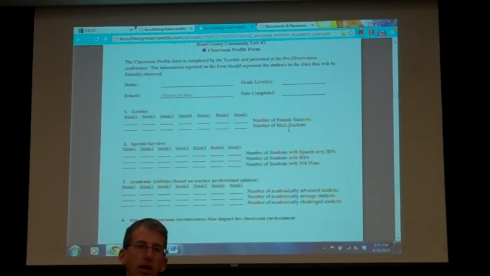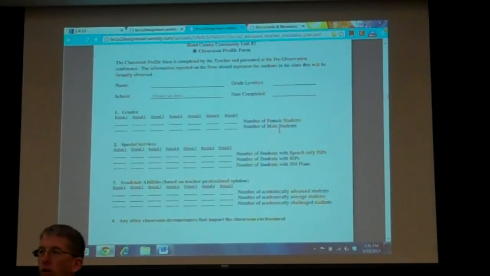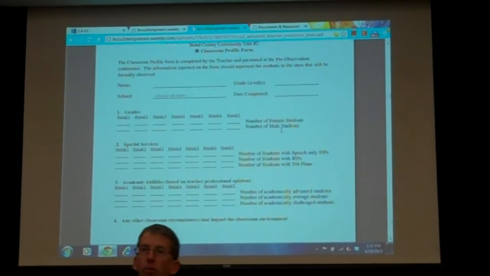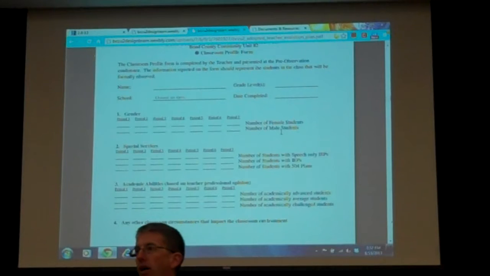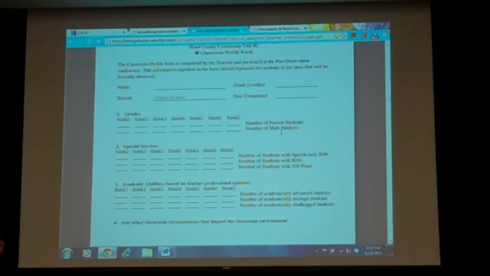If you happen to have 9 special ed kids that are getting extra help, that are doing things different, or if you have 3 kids with autism in there, it'd be good to have this classroom profile form.